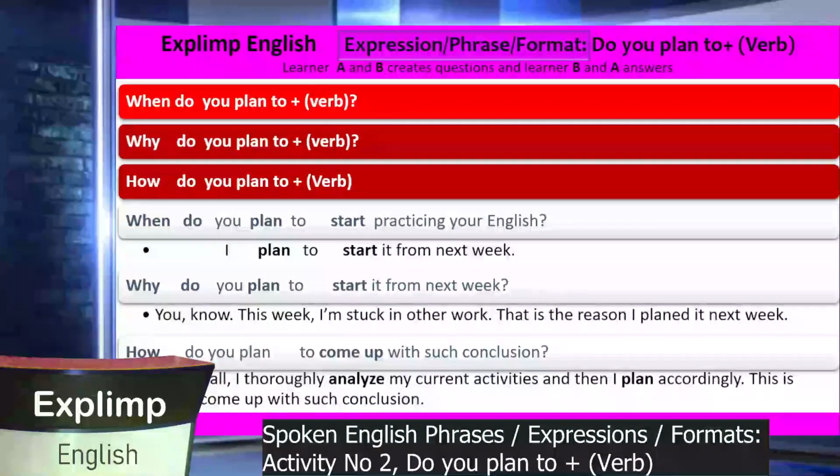This is usually what I do. First of all, I analyze my current activities. For example, I list them up and see what is in my current activities, what is going on, and what could I do next? Like how could I integrate the next demanded activity? So this is how I do my things and this is how I come to such a conclusion.